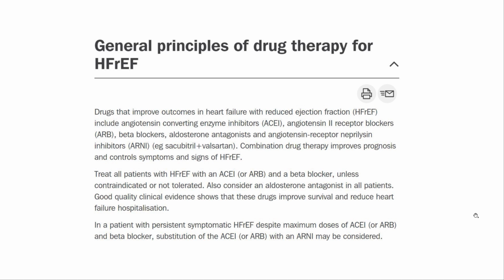You should have a read of the article on the therapeutic guidelines, but basically drugs that help are ACE inhibitors, diuretics, angiotensin receptor blockers, and beta blockers.